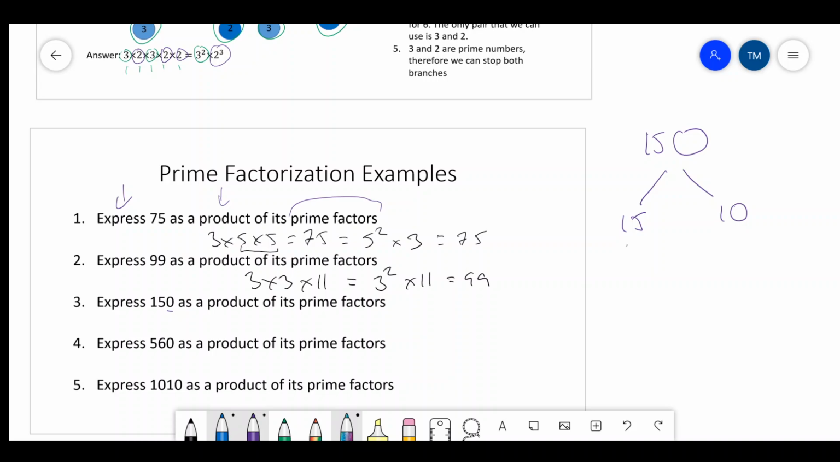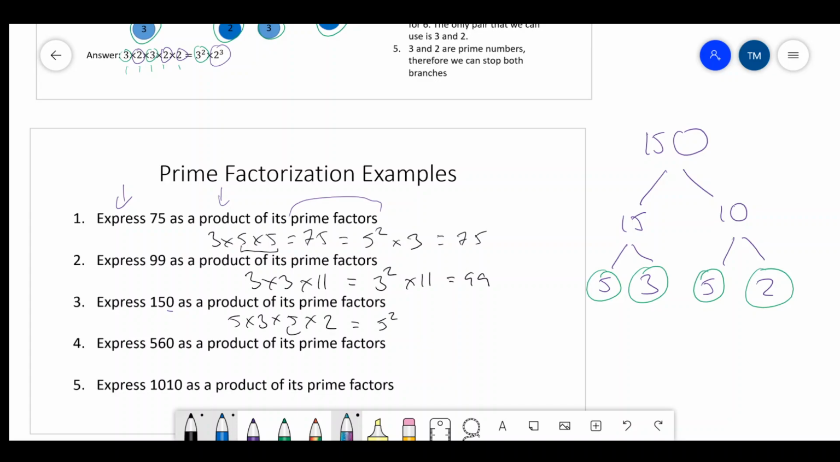And then let's have a look at 15. Well, I know 5 times 3 makes up 15, so we can put a 5 and a 3. And then for 10, that is a 5 and a 2. And I note that all of these results are prime numbers, so therefore I finished my tree. So I can recite the result as 5 times 3 times 5 times 2, which is the same as 5 squared, because I've got 2 lots of 5, times 3 times 2. That's my result.